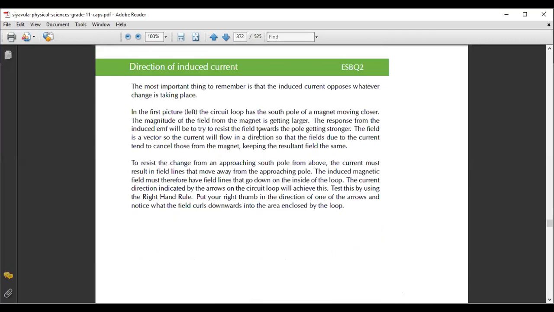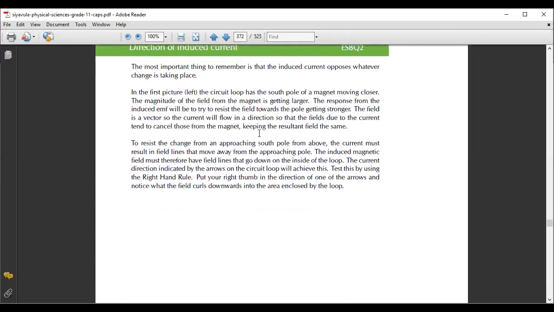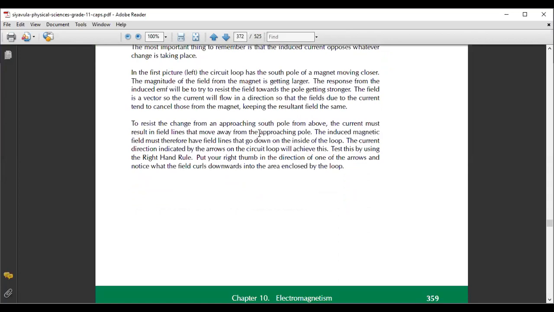In the first picture, the circuit loop has a south pole of a magnet moving closer. The magnitude of the field from the magnet is getting larger. The response from the induced EMF will be to try to resist the field towards the pole getting stronger. The field is a vector, so the current will flow in a direction so that the fields due to the current tend to cancel those from the magnet, keeping the resultant field the same. So to resist the change from an approaching south pole from above, the current must result in field lines that move away from the approaching pole.